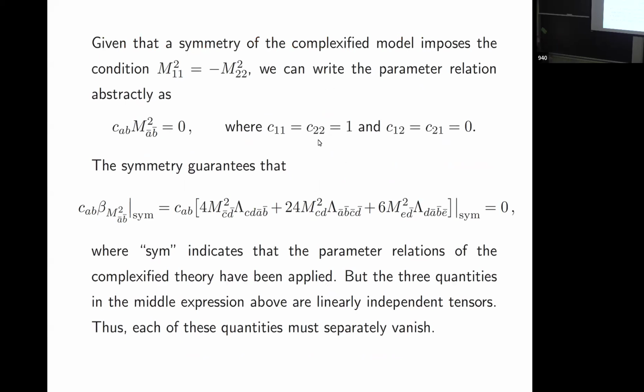So, for instance, if we have a parameter relation, m11 squared equals minus m22 squared, which let me write like this, and then these coefficients are kind of trivial here. What the symmetry guarantees, because I'm in the complexified theory, the symmetry is valid. The symmetry guarantees that this equation, when I impose the parameter relation, I get 0. That means they're RG stable. And as I said, this looks like one equation, but it's 3 equations. Each one of these is separately 0.